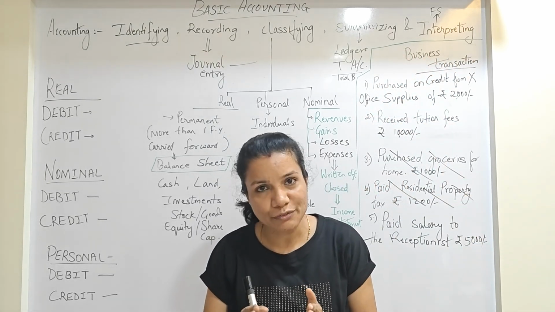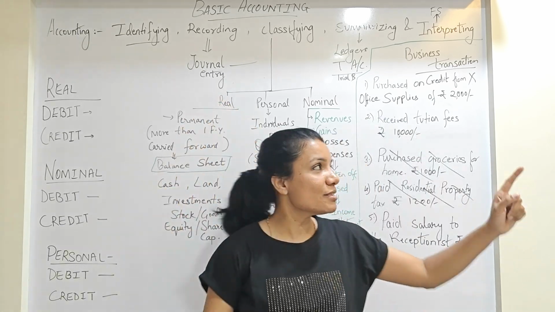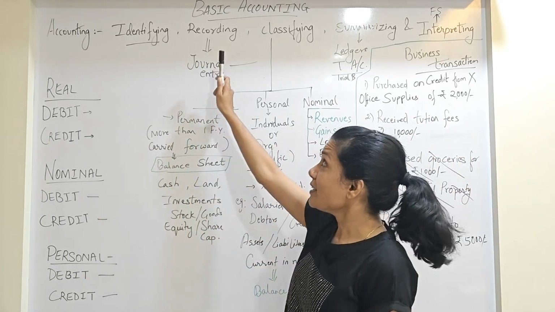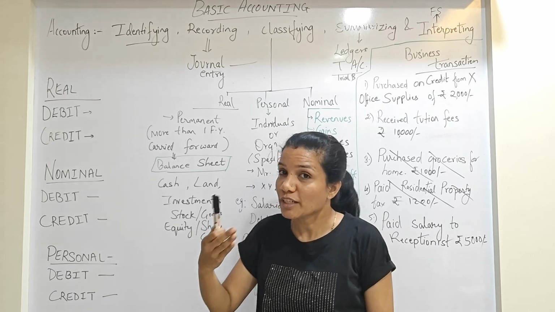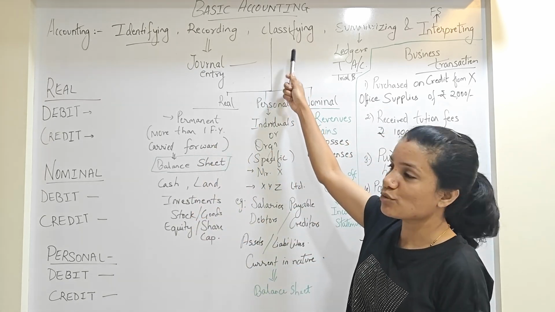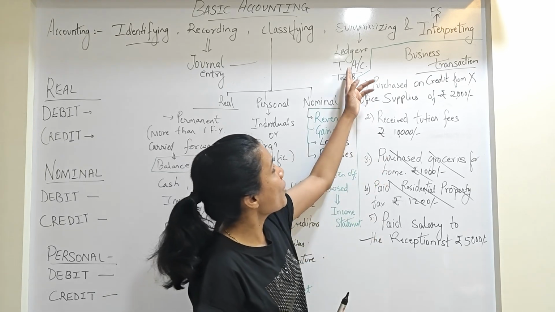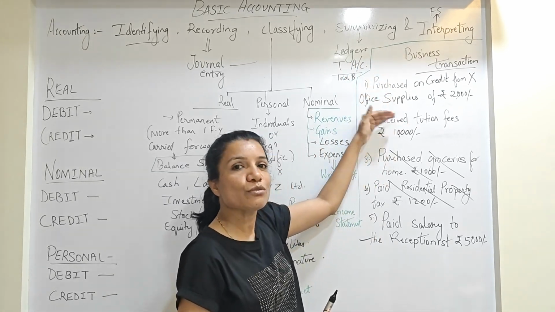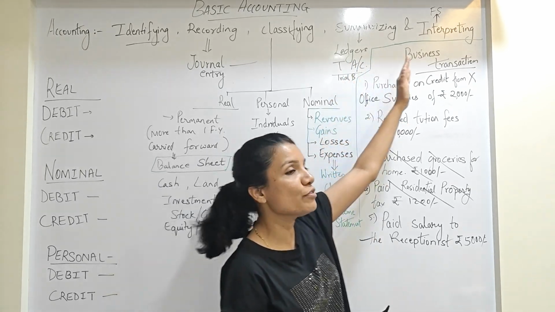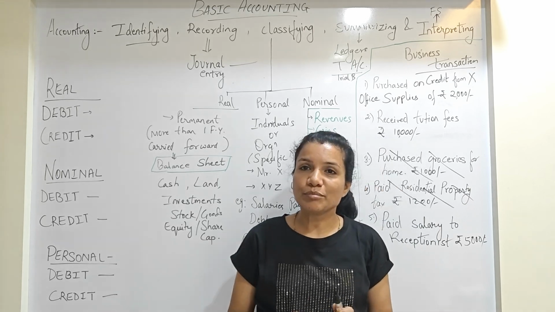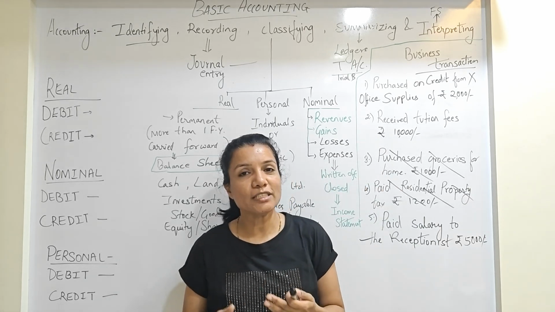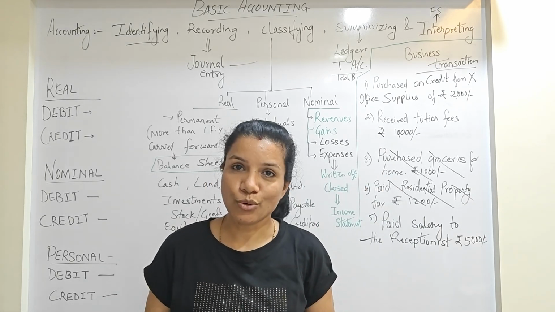So here we cover the definition: identifying the business transaction, recording the business transactions. But for recording, we need to first classify the accounts. So classify them, record them. Now record them as journal entries, but summarize them in ledger accounts, then prepare a trial balance, and then finally prepare the financial statements: income statement, balance sheet, statement of equity, and so on.